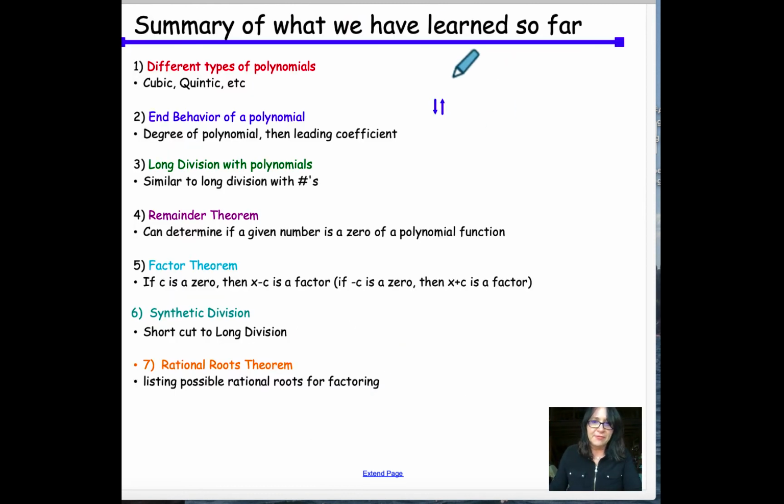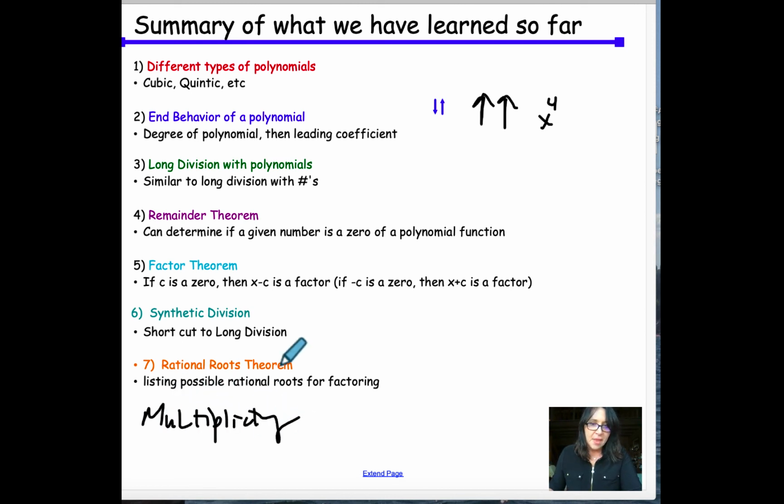So, a summary of what we've learned so far: we've talked about end behavior, factoring, long division, remainder theorem, factor theorem, rational root theorem, and synthetic division. And today we actually also did end behavior that looked like a positive x to the 4th power. And we even talked about multiplicity a little bit.